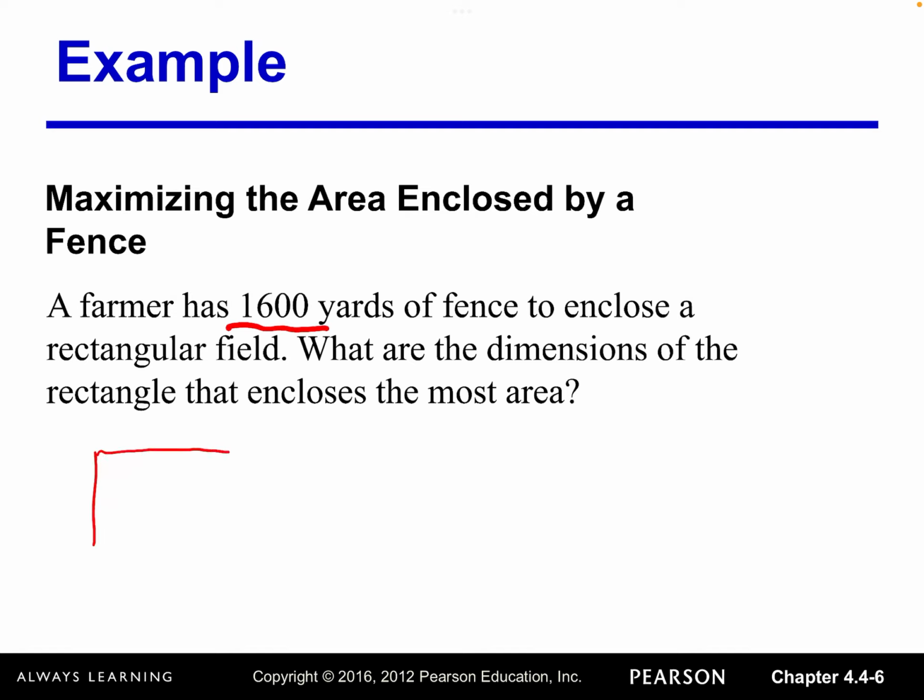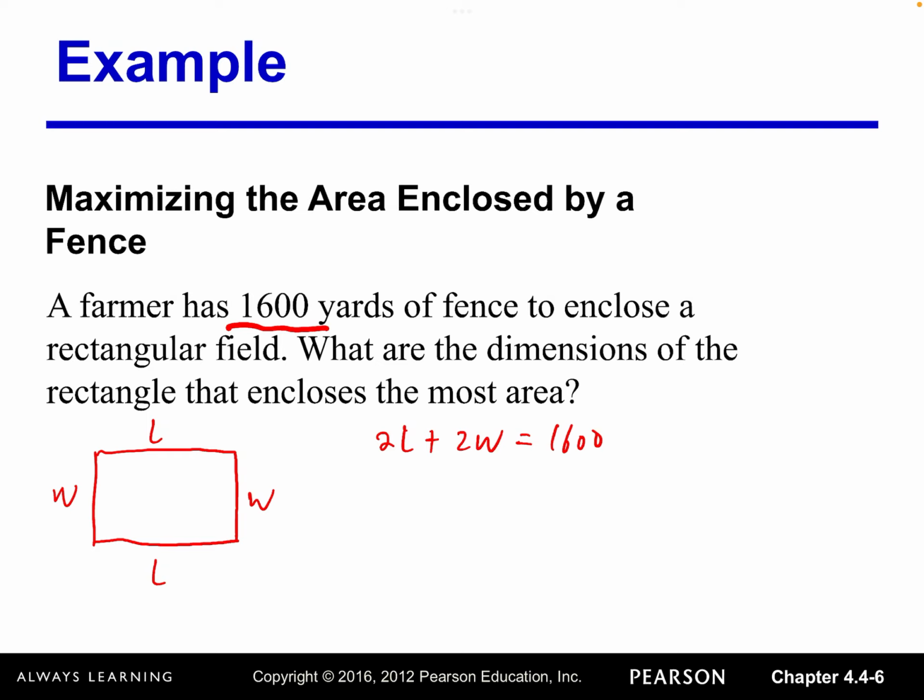All right, let's draw a rectangle, just for you to visualize. We can denote this as the length, and this is the width, right? The two lengths are the same, and the two widths are the same. So given the fence is a total of 1,600 yards long, that means twice the length plus twice the width equals 1,600. So 1,600 is actually the perimeter, right?